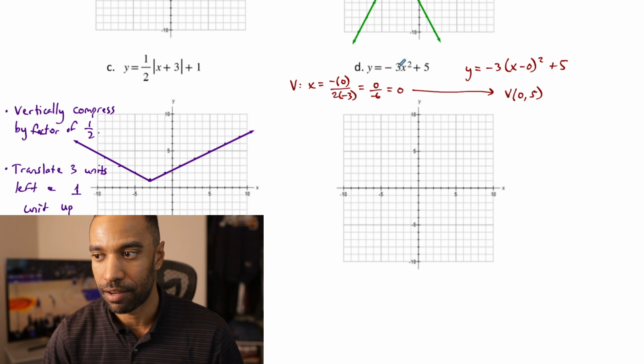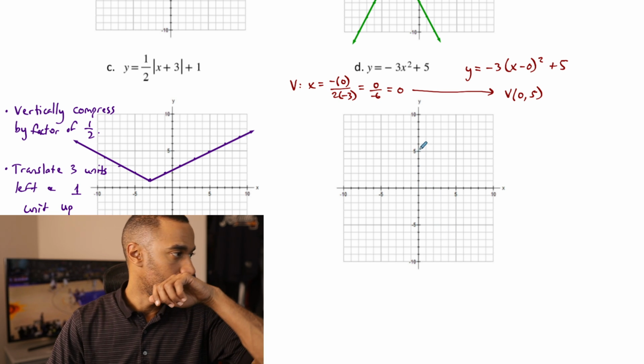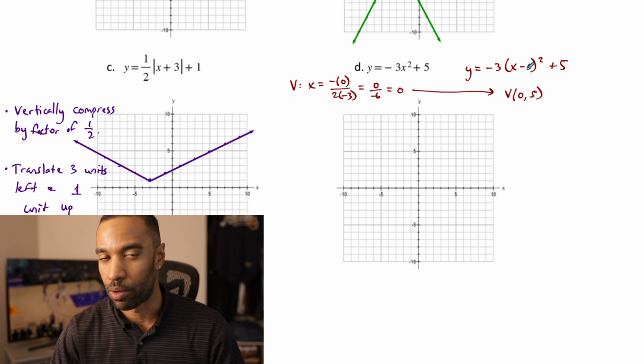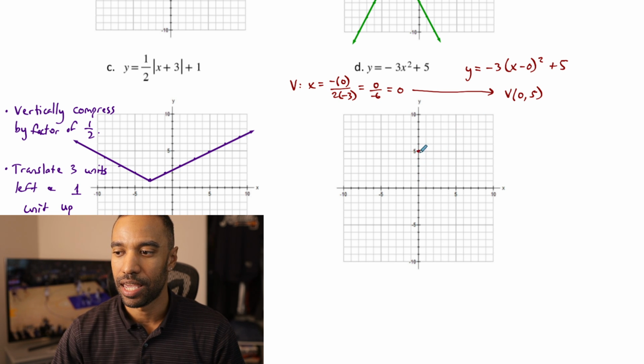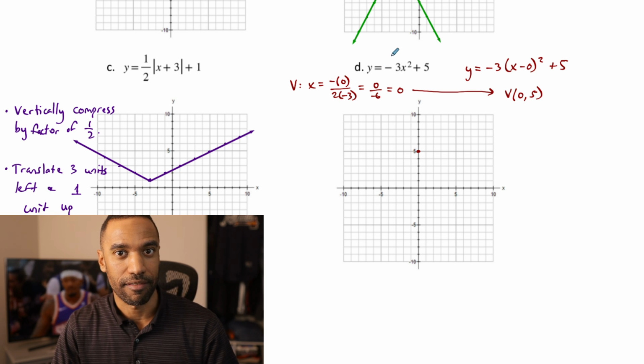This is going to take a -3x squared graph that's flipped over and stretched, and it's going to translate it up 5 units. Again, there is no horizontal translation. So my vertex is at 0, 5. This is not an absolute value graph, so it does not have absolute value behavior.